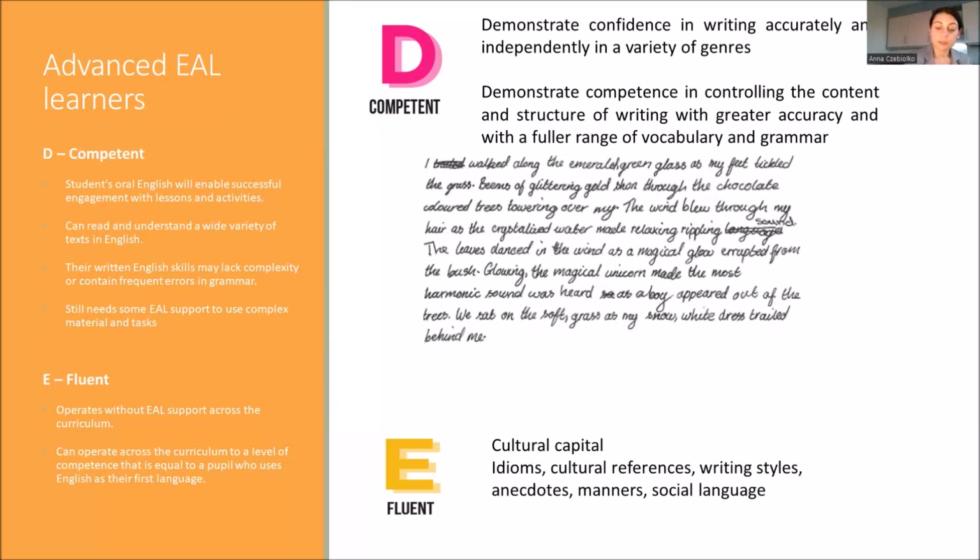And the final level, the E level, which indicates the level of fluency, we have to take into account the fact that EAL children on this level will still need our support to enable further progress. These children will be learning more about cultural capital, idioms, cultural references, writing styles, anecdotes, manners, social language, everything that is behind the technical language. So there is an ongoing process of learning.